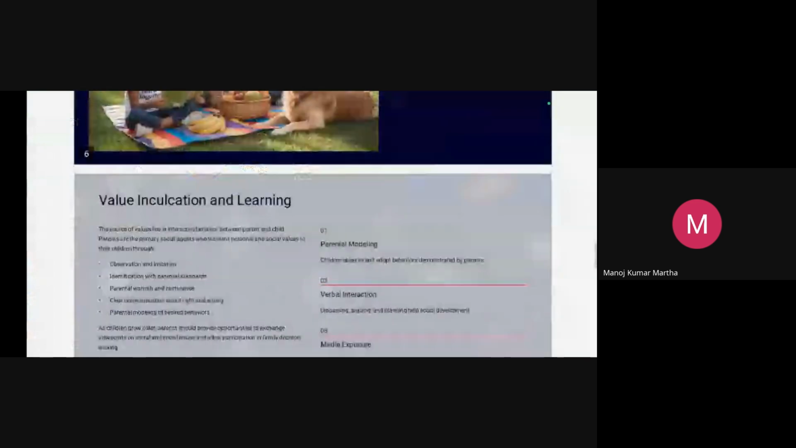Okay, then another big thing is value inculcation and learning. Sometimes what happens, the source of values lies in interactive behavior between parents and child, which affects the process of learning. As we said, parents provide different kinds of opportunities for value inculcation, and they are the primary agency which transmits personal and social values to the child through observation, limited imitation and identification with parent standards, parental warmth and nurturance, clear communication about right and wrong, and parent modeling of desired behavior.